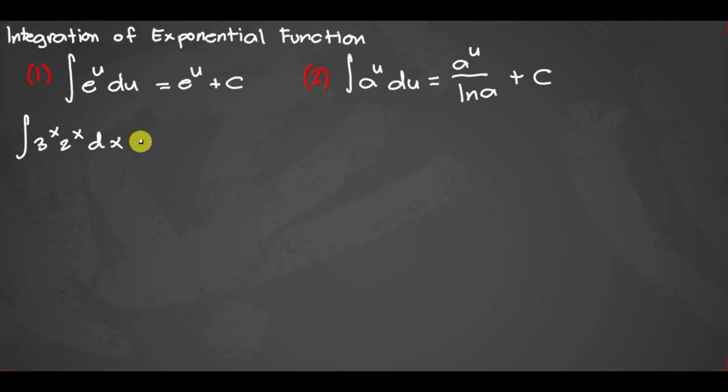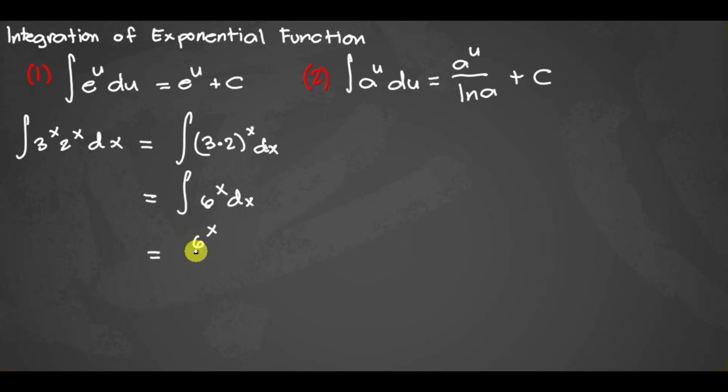Now, the technique here: notice that they have similar powers, so we can rewrite this one as the integral of 3 multiplied by 2 raised to x. This is true by applying the power rules of exponents. This is equal to 3 raised to x, 2 raised to x, dx. And this will be equal to the integral of 6 raised to x dx. Now, applying our second formula, we can write this one as 6 raised to x over ln 6 plus c. Now, that will be our answer.